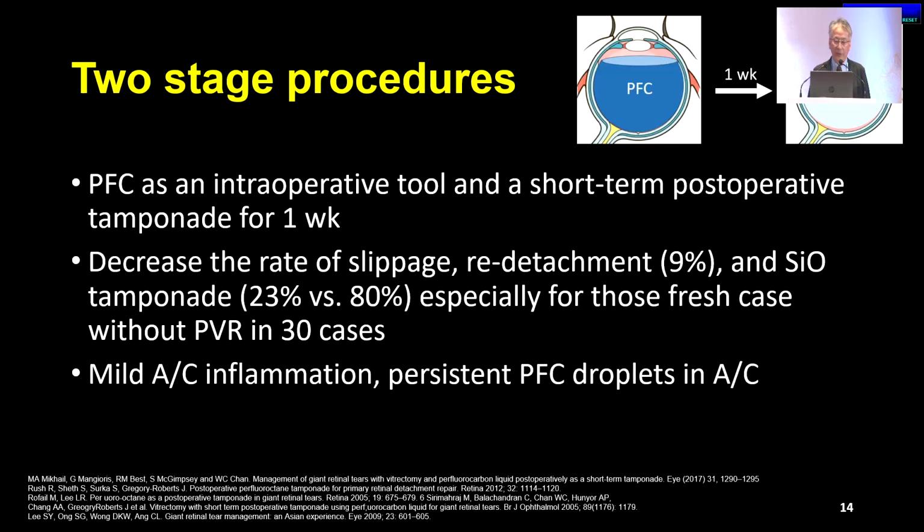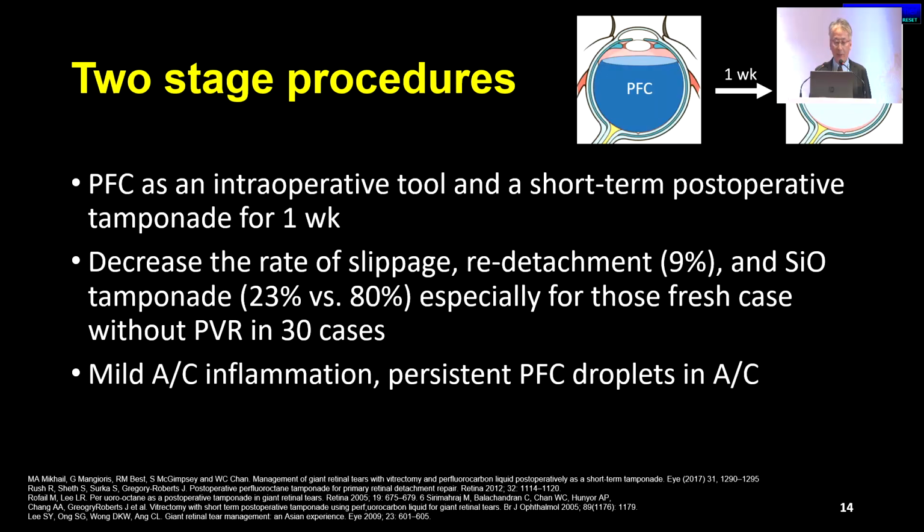And they have a redetachment rate of 9%. Then for the silicone oil tamponade compared to a traditional one-stage procedure, they needed silicone oil tamponade for only 23% of these patients, compared to the previous one-step procedure, which is 80%. And this is especially so for those fresh cases without macula involvement.